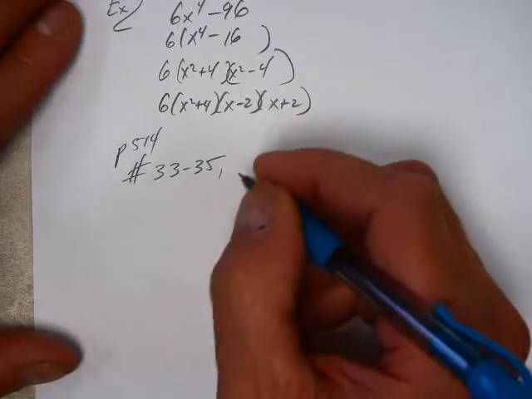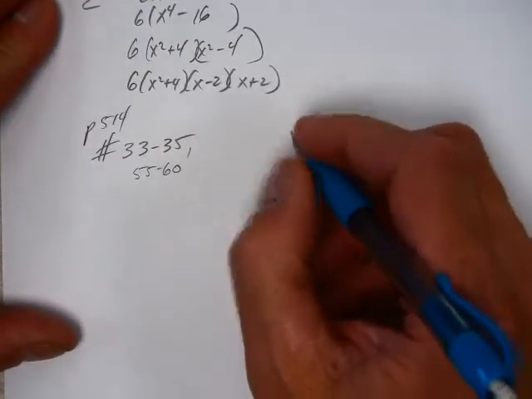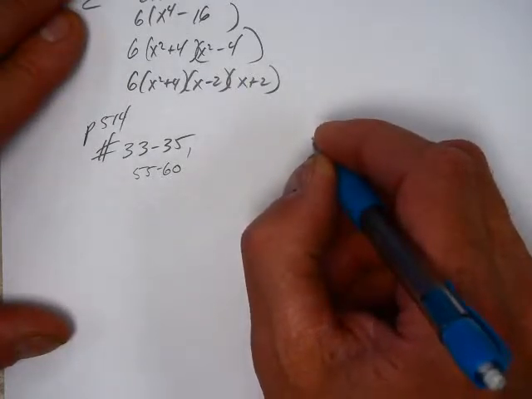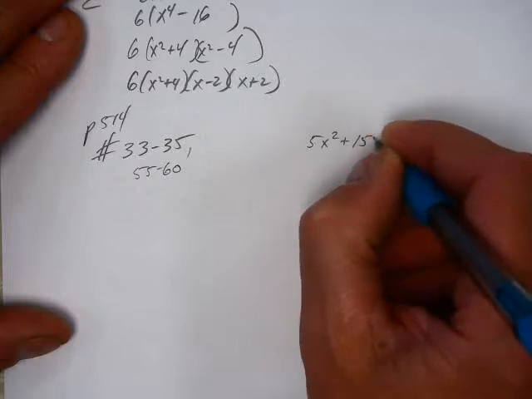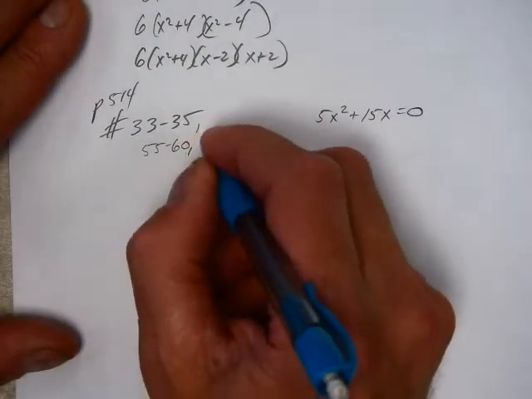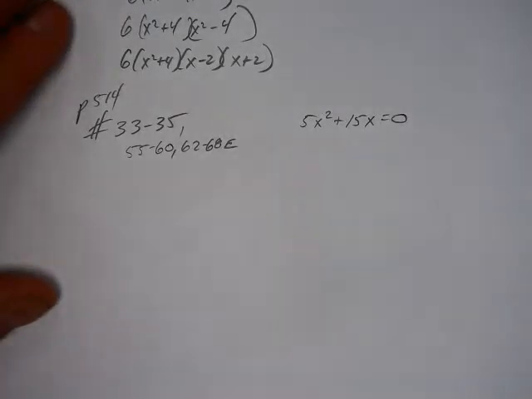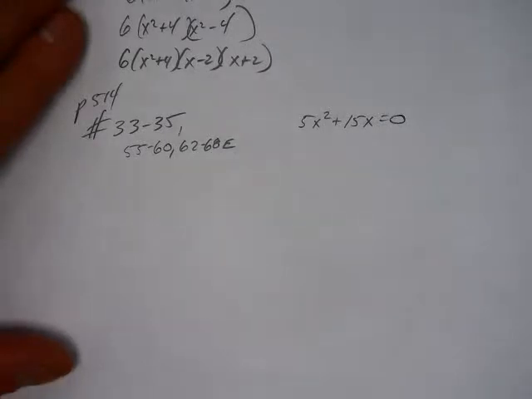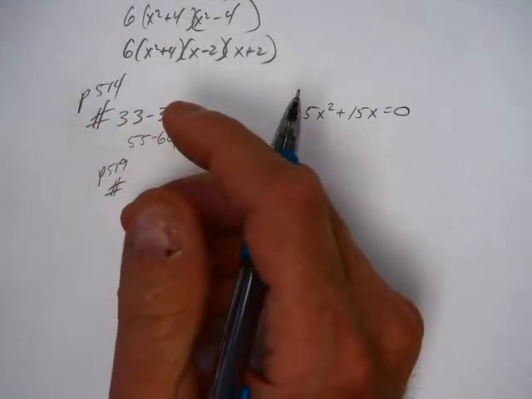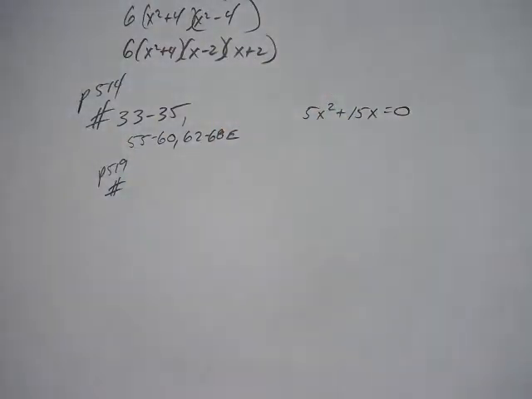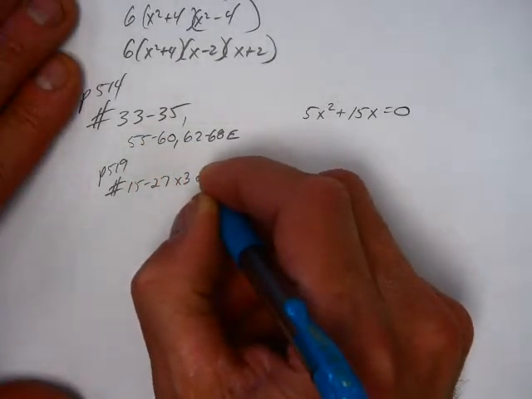Okay. Through 60. And I'm going to have to do something here real quick. Okay, and 62 through 68 even. On 68, I don't care what form you have it in. It says point slope form. You can put it in whatever form you want. Slope intercept form, standard form, you can do whatever you want. Okay, and then page 519. I'm going to change this just a little bit based on the time you have. Let's go 15 through 27, multiples of 3 only.